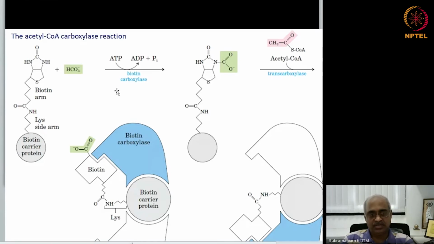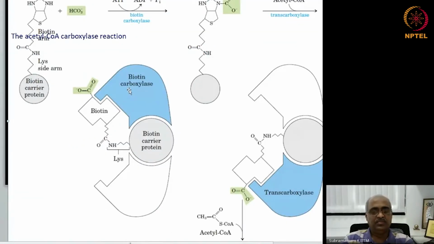And from that carboxyphosphate, the carboxyl group is carried on this nitrogen. Okay, so this is done at active site 1. This is a 3 subunit protein. You have the biotin carrier protein, whose lysine side chain has this biotin tether. And at this first active site, you have this carboxylation of the biotin. Then it flips to the next active site.